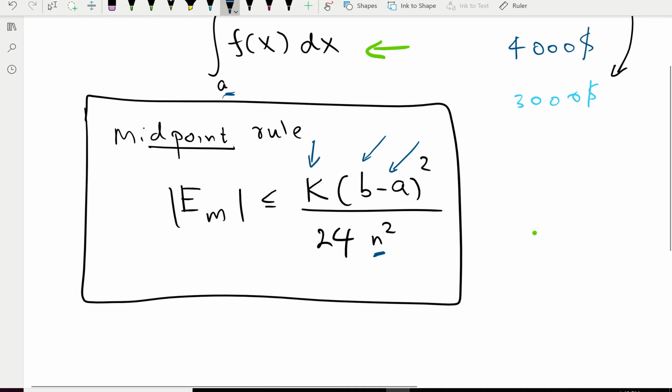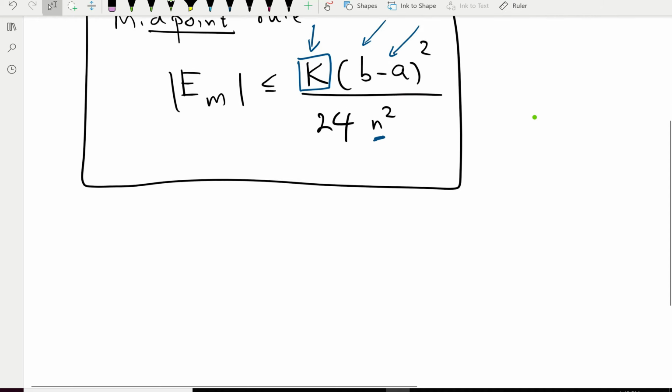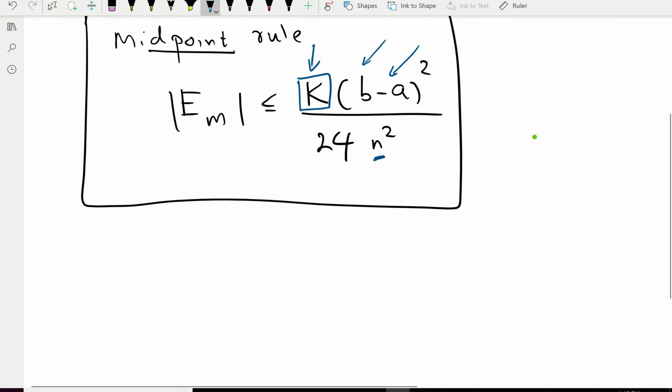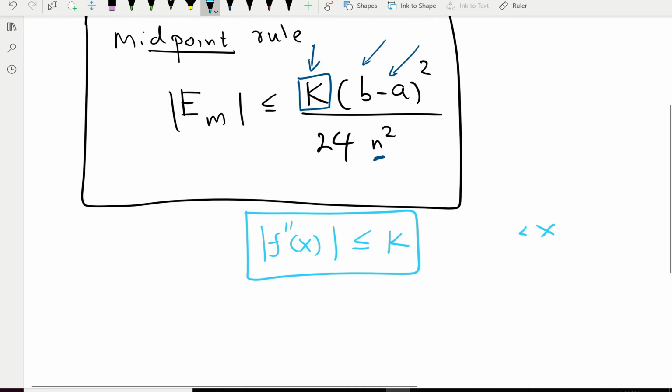Here we have capital K. Now what is capital K? That's the part that most of the students struggle with. The meaning of the capital K for the midpoint rule is that it is the bound of the absolute value of the second derivative, where the x values are between the lower limit of the integral and the upper limit of the integral. Now what do I mean here?